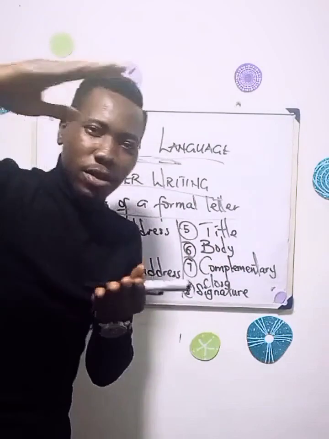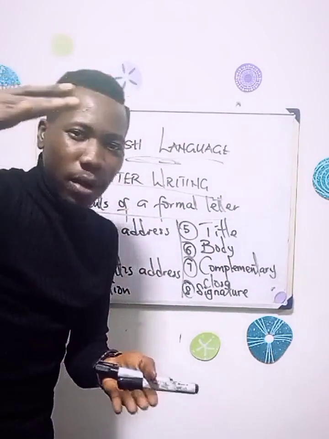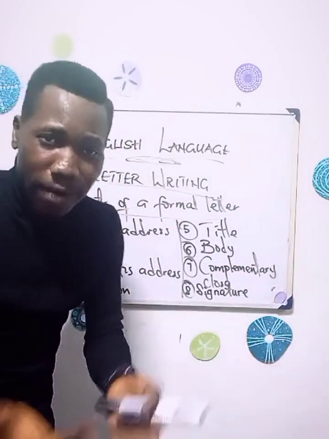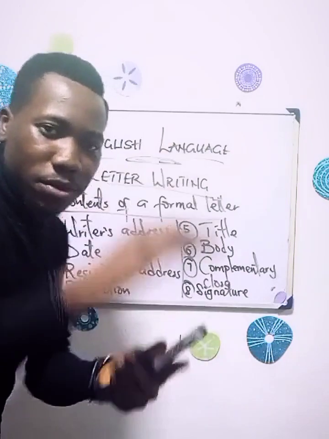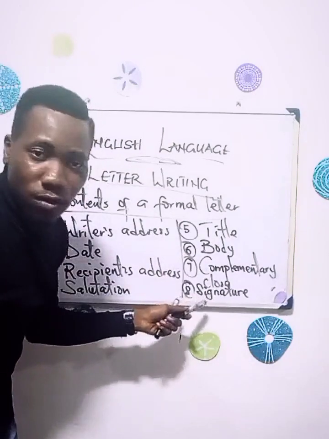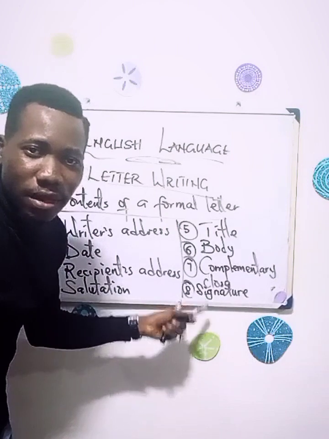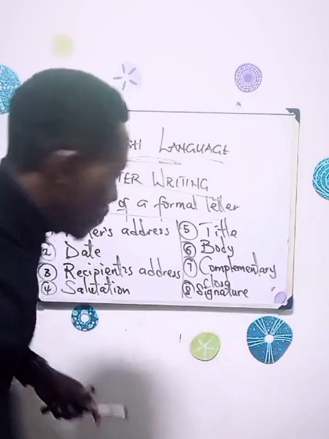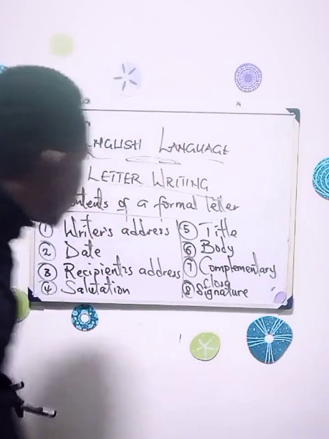Conclusion is part of the body. So in the body, you now have paragraphs. Maybe the opening paragraph, the middle paragraph, concluding paragraph. Conclusion is usually part of the body. So you have the complementary clause, you have the signature, and the last one, your name, your full name.